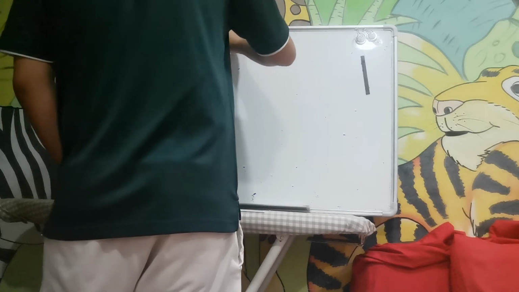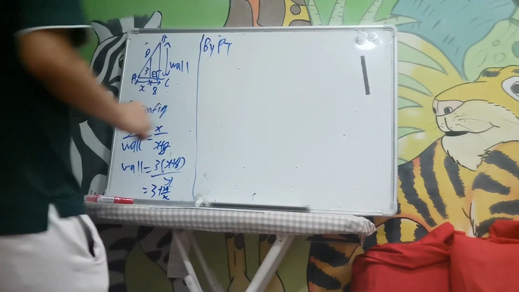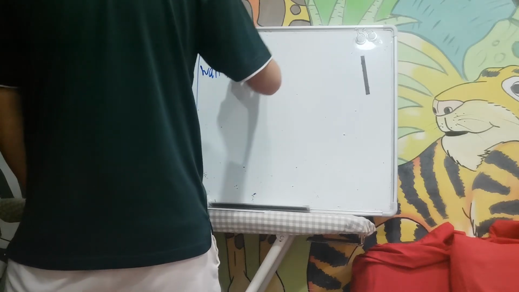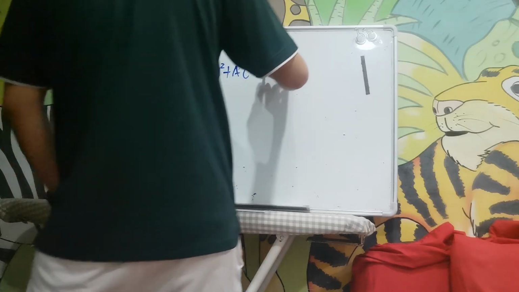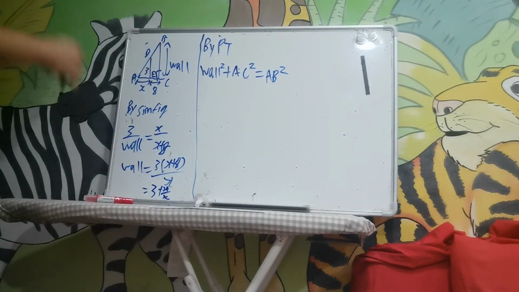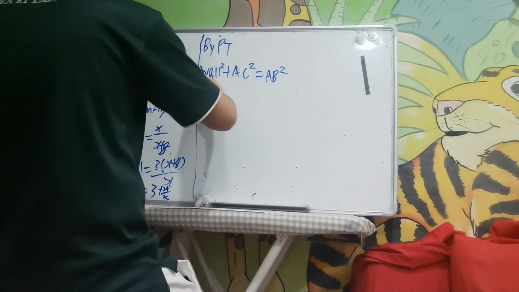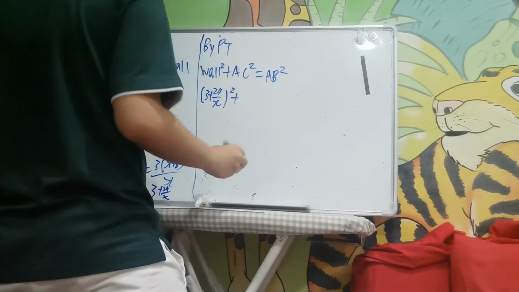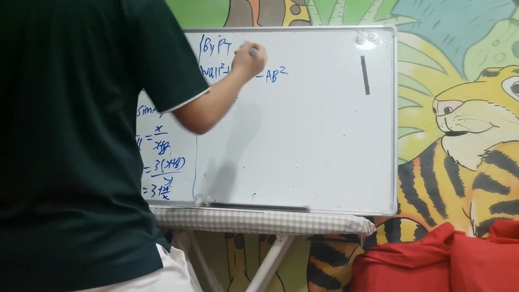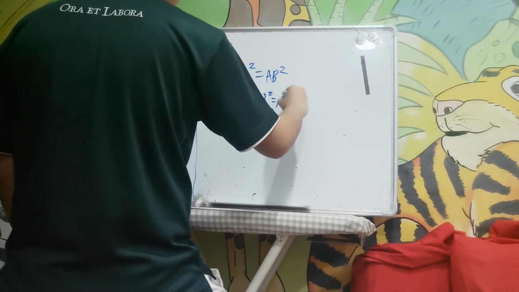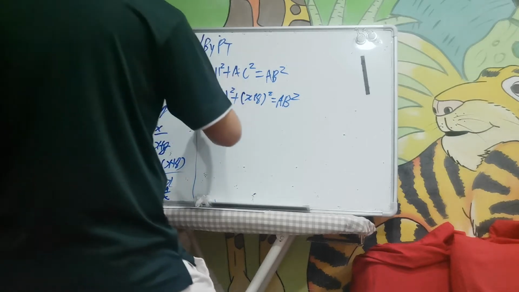So by Pythagoras theorem, wall squared plus AC squared equals AB squared. Alright, settled, let's go. So wall 3 plus 24 over x squared, plus AC, which is x plus 8 squared, equals AB squared. Alright, so let's expand this together.